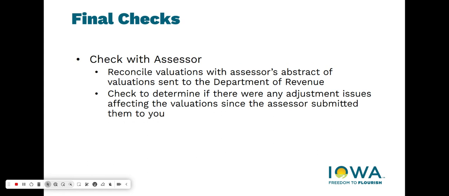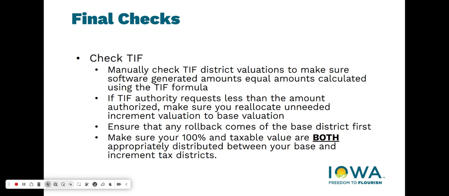For any final checks, you do want to double check with the assessor, make sure that you understand the changes that have happened within the value from the time that they filed their abstract with the Department of Revenue and your filing. Check to determine if there are any adjustment issues affecting the value since the assessor submitted them to you. So were there any major PAB cases or district court settlements that reduced value, etc.? You do want to check TIF.